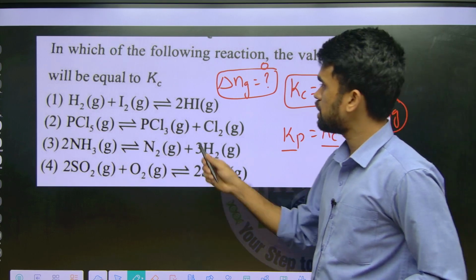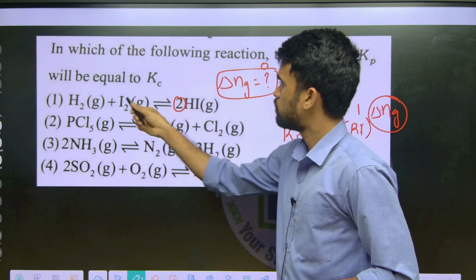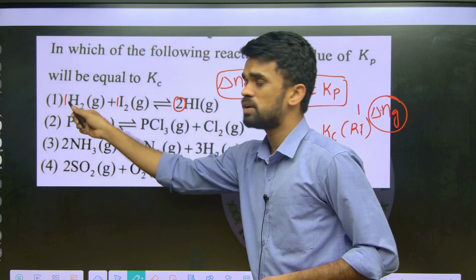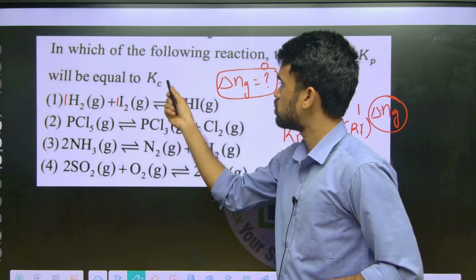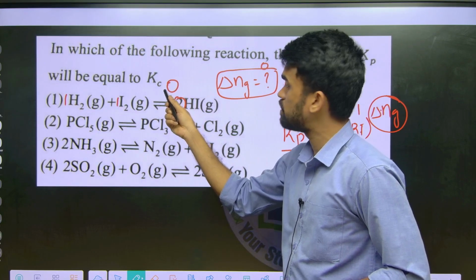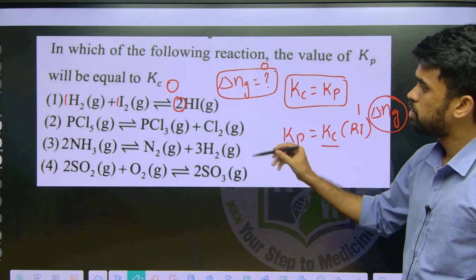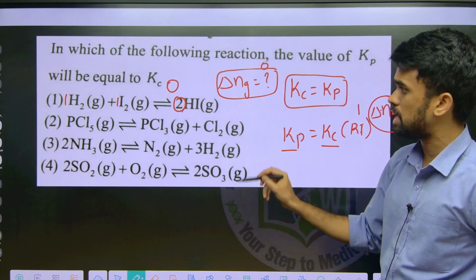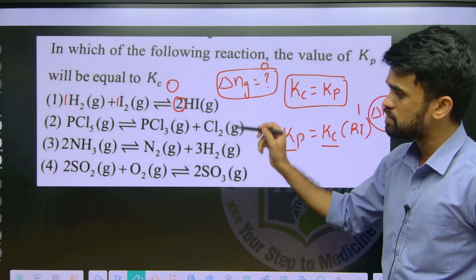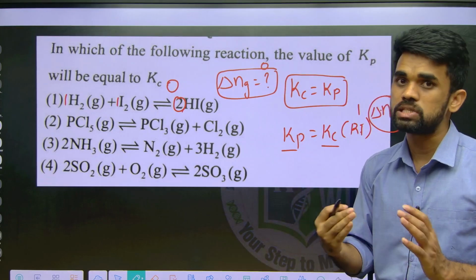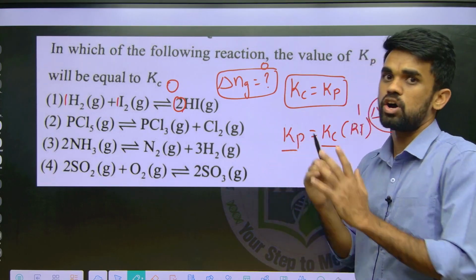So now in this question, if you look here, 2, 1 and 1. So 1 plus 1 is 2. So 2 minus 2 is 0. So delta Ng is 0. If delta Ng is 0, what I told you, Kp equals Kc. Like that you look at the other options also and identify in which of the following options Kp is equal to Kc, and let me know your answer in the comment box for this.